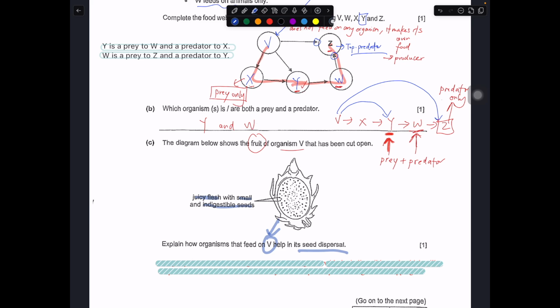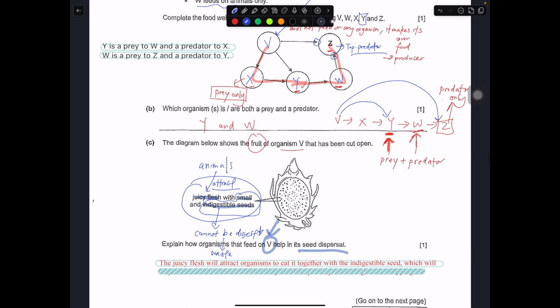So over here, obviously, this is by animal. You take a look at this. The juicy flesh will attract the animal to come and eat it. You need the animal to be near the fruits in order for the fruits to be dispersed. So first part, the juicy flesh will attract the organism to eat it together with the small indigestible seed. So already tell you small indigestible seed, this one cannot be digested. It will be passed out together with the waste.